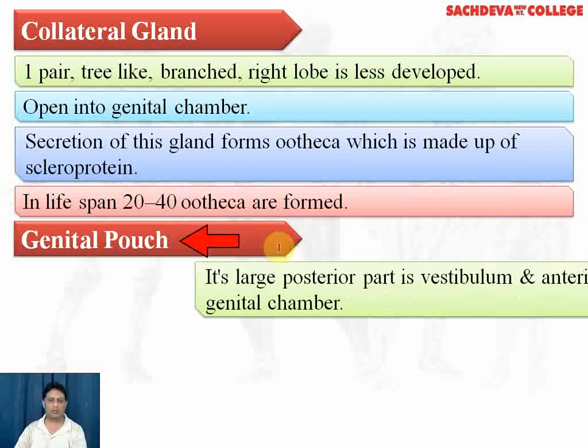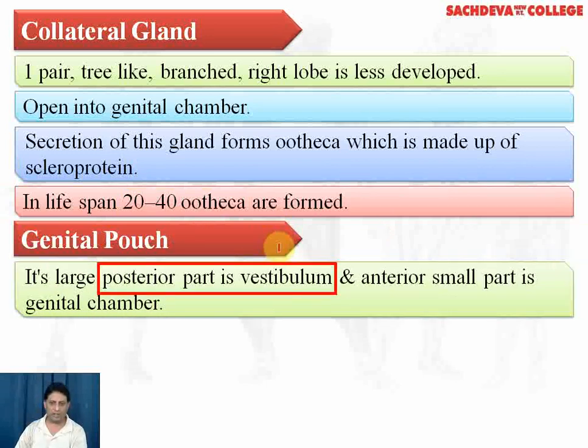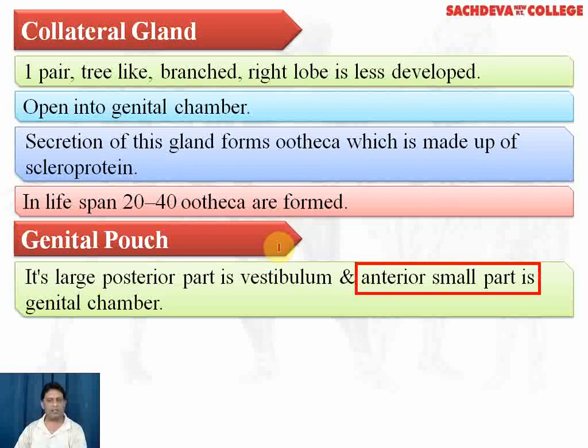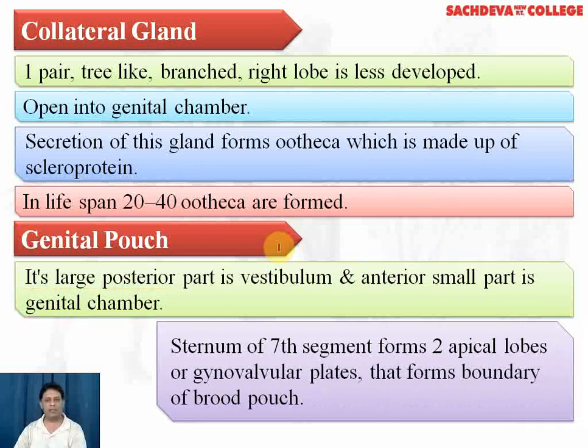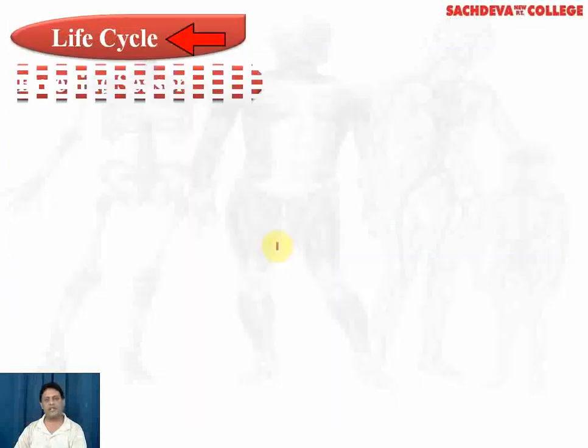The genital pouch. Its large posterior part is the vestibulum and the anterior small part is the genital chamber. The sternum of the 7th segment forms 2 apical lobes or the gynovalvular plates that form the boundary of the brood pouch or the genital pouch.